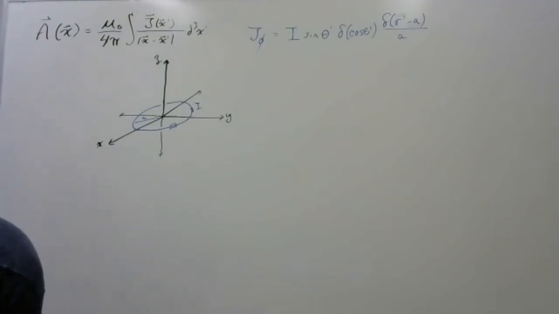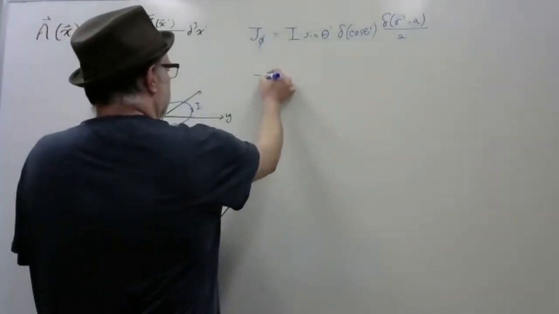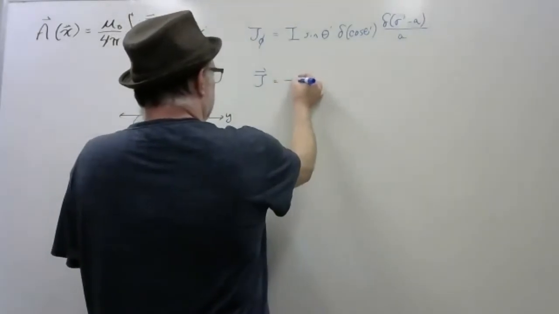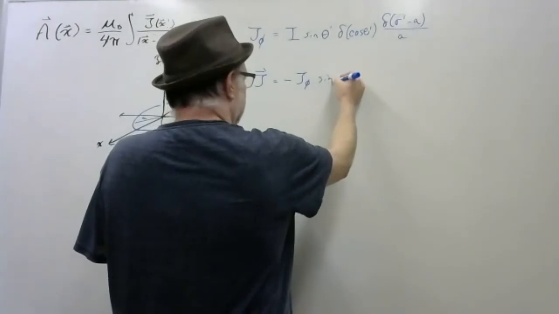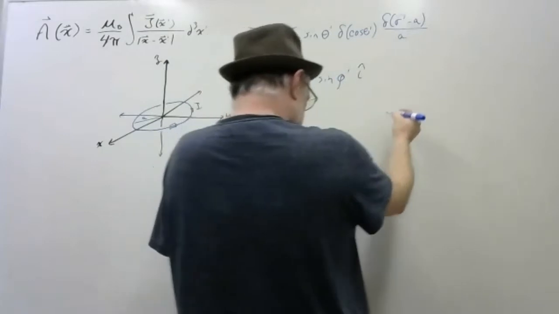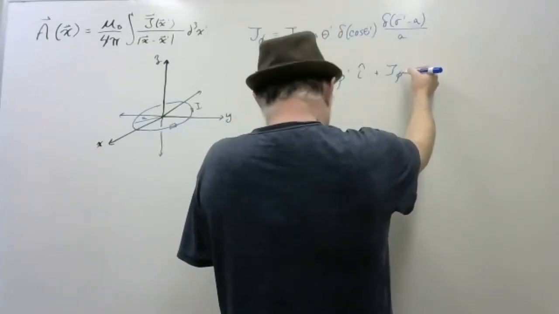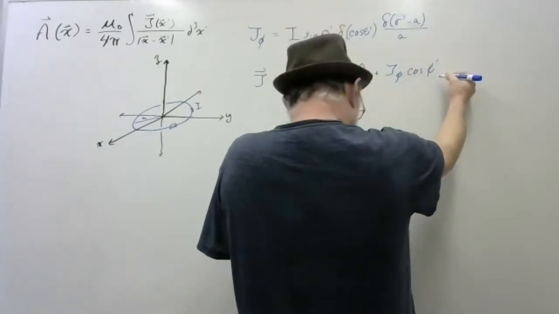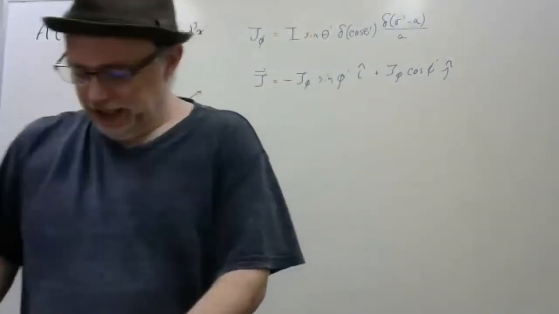Or we can write the vectorial current density in terms of the phis as this. So J vector is minus J phi times sine of phi prime in the i hat direction, plus J phi cosine of phi prime in the j hat direction. So we can write down the three components.